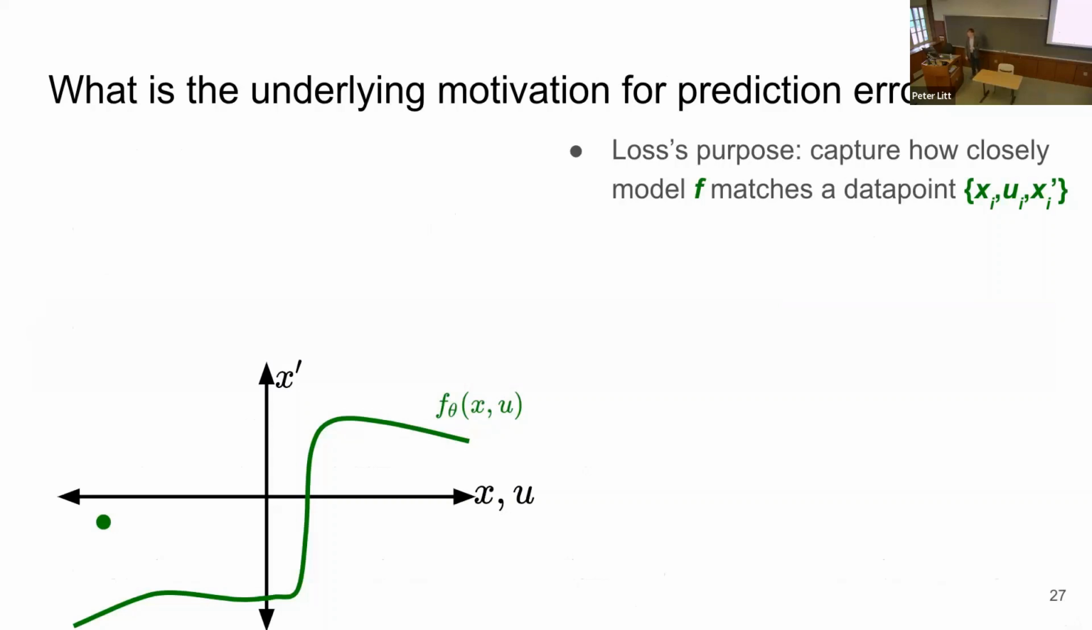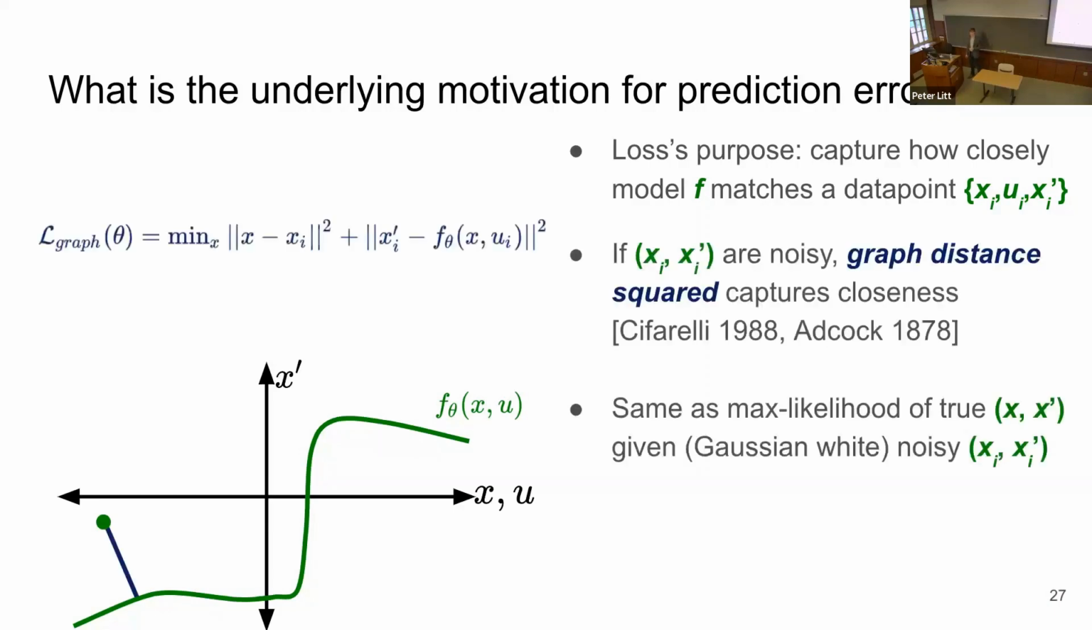So if you have some sort of model, for instance, this one shown as a green curve here, and you would like to capture how well it fits a data point, shown as a green dot here, and if you assume that this data point is noisy and the noise is most likely to be small, then a natural way of capturing this data and model match is the distance between them geometrically. And specifically, the distance between this data point and the closest point on the graph of the model.